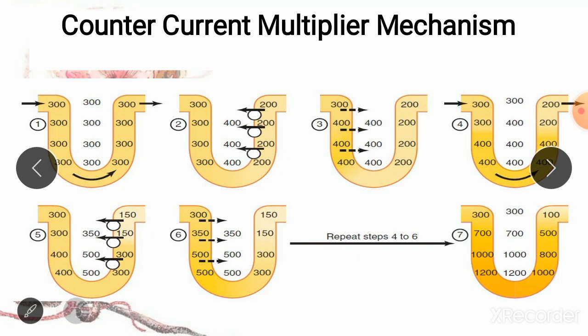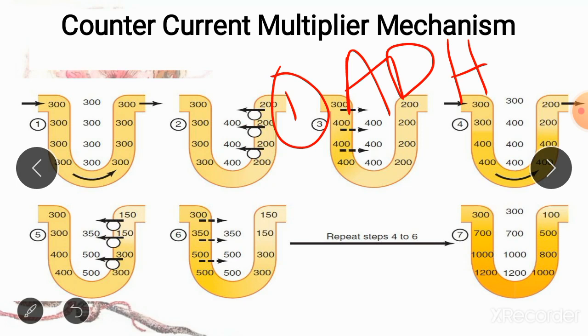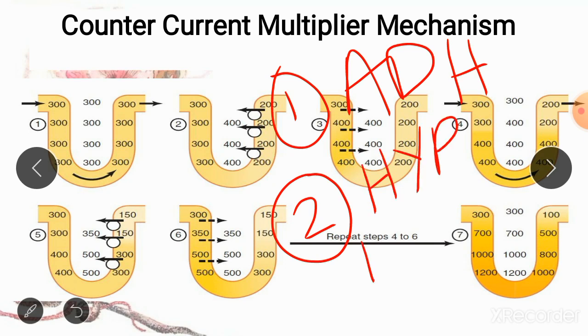And I mentioned that two requirements for the concentrated urine are the presence of the hormone known as ADH and the presence of a hyperosmolar or a hypertonic renal medullary interstitium. So the second requirement is hyperosmolar renal medullary interstitium.